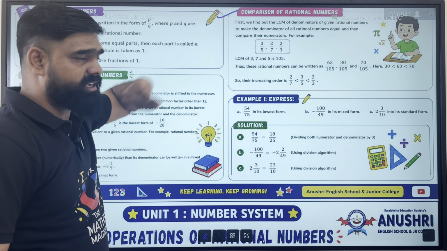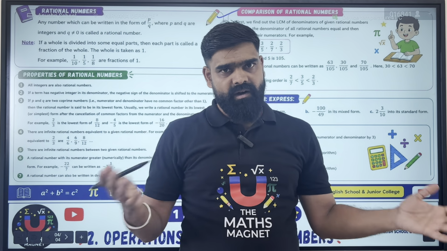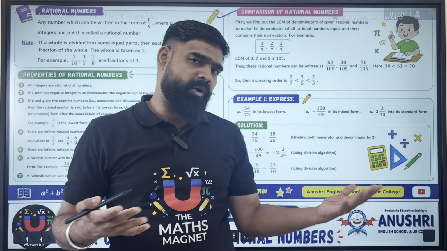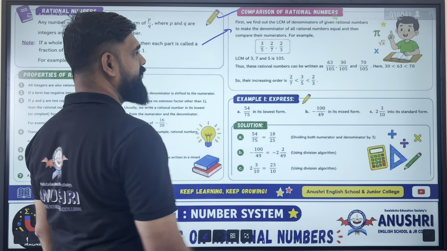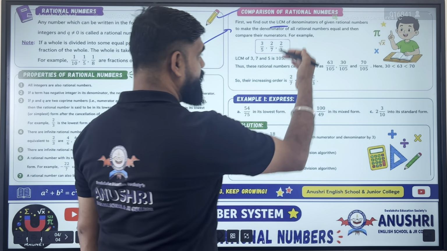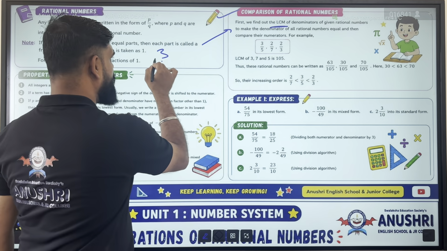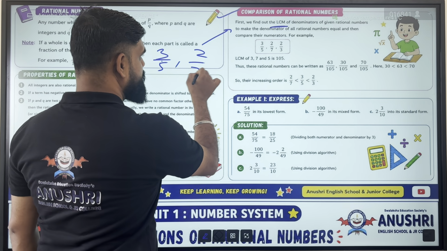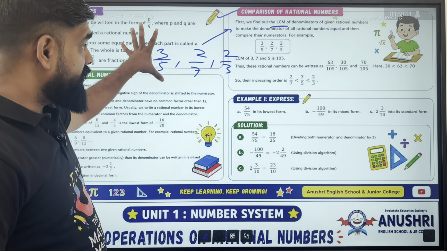So let us compare the rational numbers. Compare means which number is greater, which number is smaller, or if the numbers are equal. Let us understand how to solve such questions in this topic. First we have to find the LCM of the denominators. Suppose we have these numbers 3 by 5, 2 by 7 and 2 by 3. I want to find which number is greater and which is lesser. How to find that?